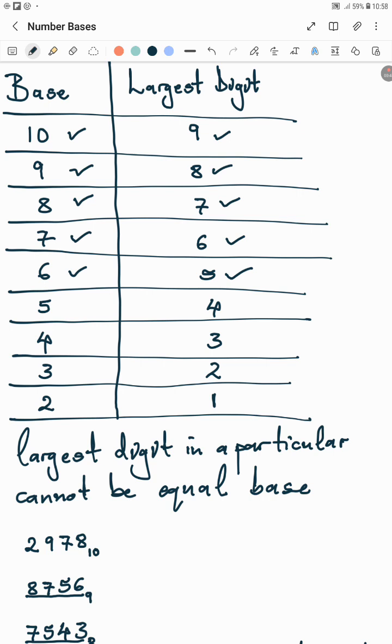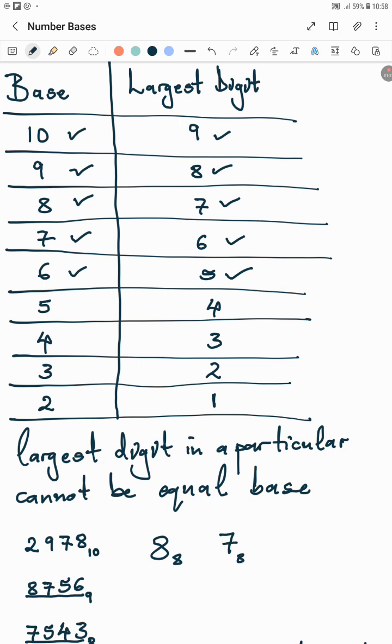So the largest digit in a particular base cannot be equal to the base. So we are saying when you are in base 8, you cannot write 8. You cannot write 8 in base 8. That's impossible. The largest digit that you can write in base 8 is 7.